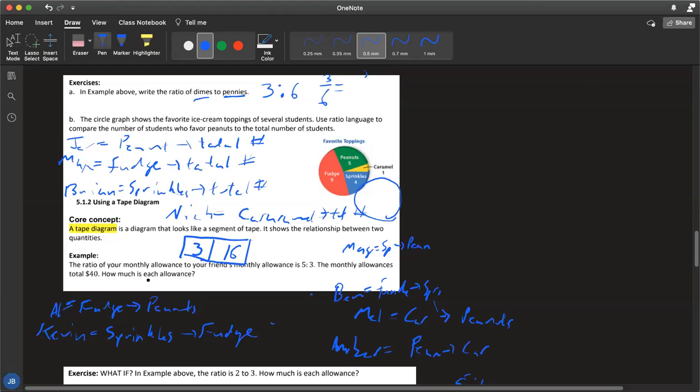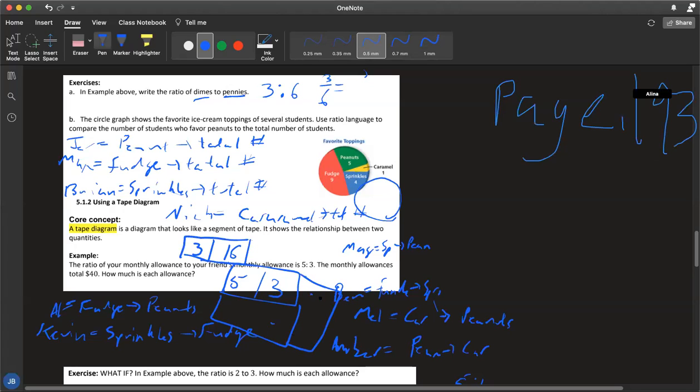So the ratio of your monthly allowance to your friend's monthly allowance is 5 to 3. The monthly allowance total is $40. How much is each allowance? So the total, so now we can draw in a total here. The total is $40. Oops, that looks bad. Hang on 1 second. Let me clean this up for everybody. There's too much stuff down here.